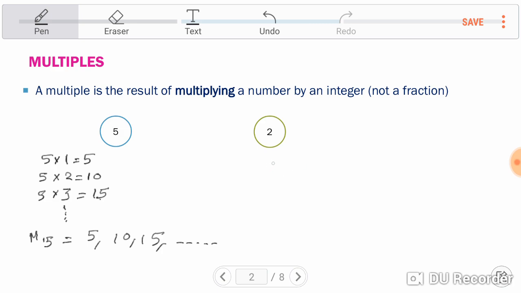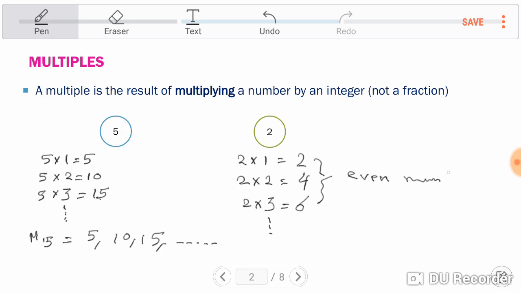طيب, let us find the multiples of 2. 2 times 1 equals 2. 2 times 2 equals 4. 2 times 3 equals 6, and so on. هنا هنلاحظ ان multiples of 2 are even numbers. Multiples of 2 equal 2, 4, 6 and so on.